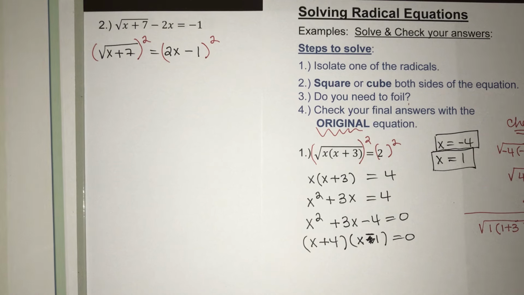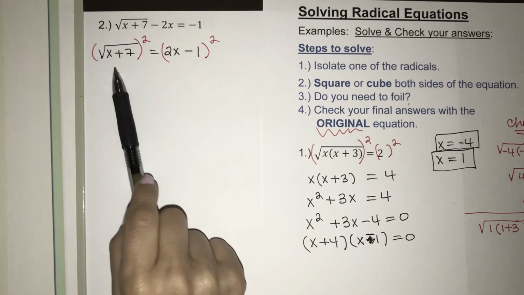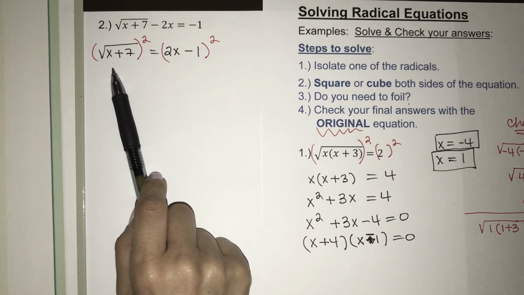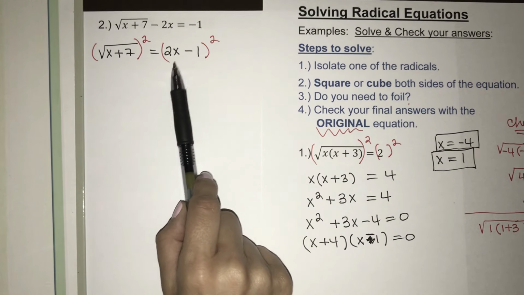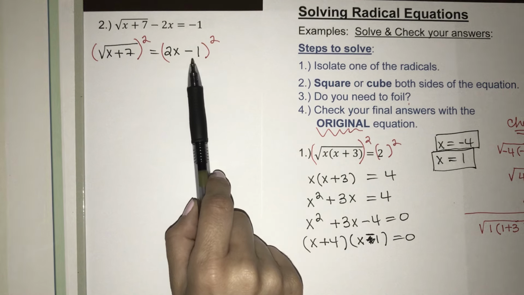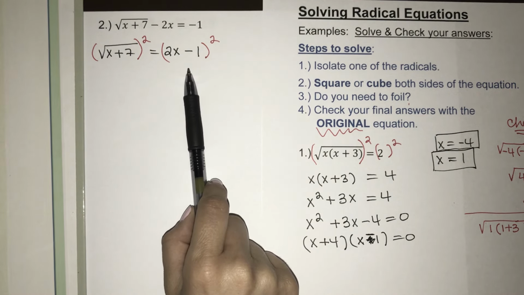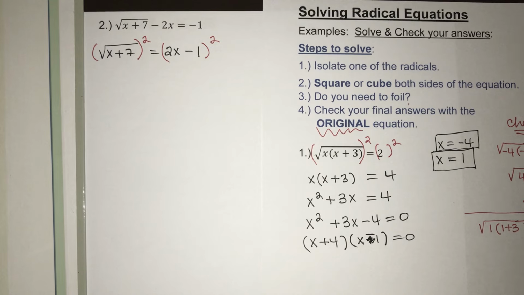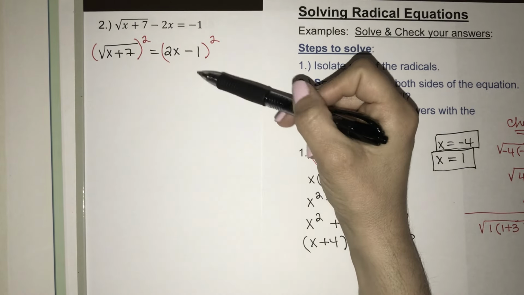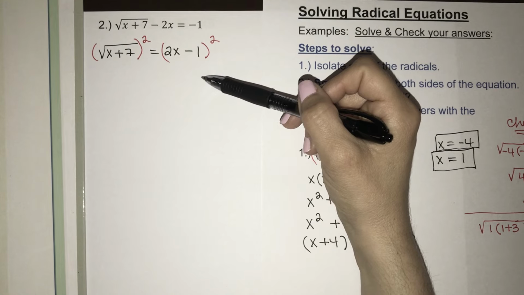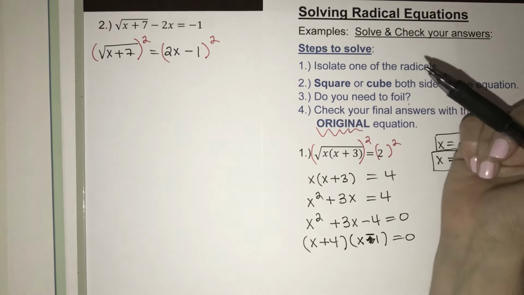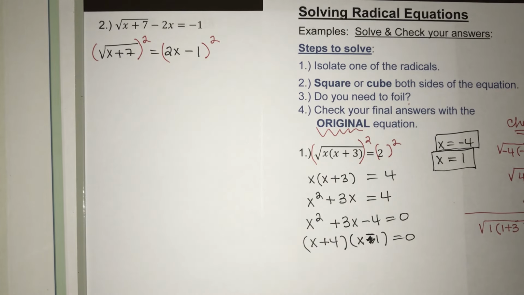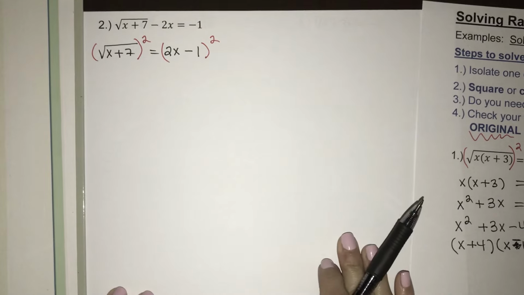Do you need to FOIL? So let's see. On the left side, this is just considered one term, so I don't have to FOIL. On the right side, this is a binomial. It is 2 terms, right? So we have to FOIL. So for this example, you have to FOIL on the right side. You can just write your answer, what you get when you FOIL, or you can write out 2x minus 1 twice and FOIL it out. I'm going to write it out twice so we could see what's happening, and then we FOIL it and continue the problem.